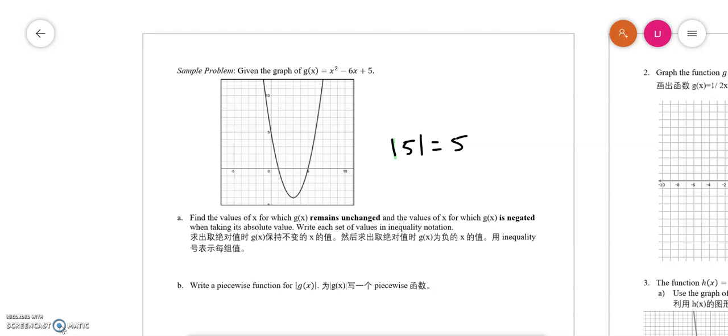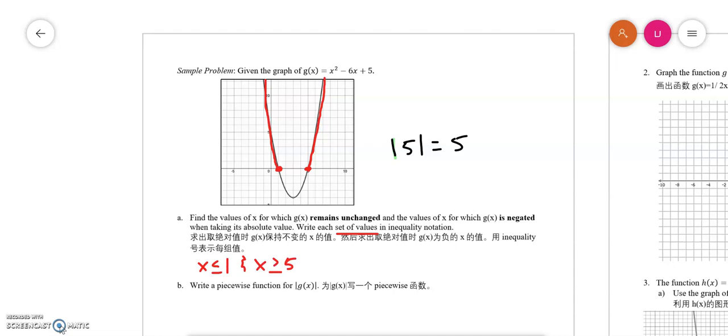So we know if we graph the absolute value, this part and this part will still be the same. And let's write that set of values in inequality notation. So in this case, there are two sections. One is to the left of 1, and the other is to the right of 5. So unchanged is when x is less than or equal to 1, and when x is greater than or equal to 5.